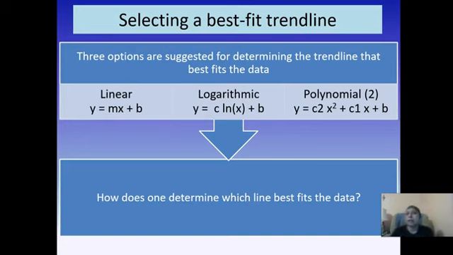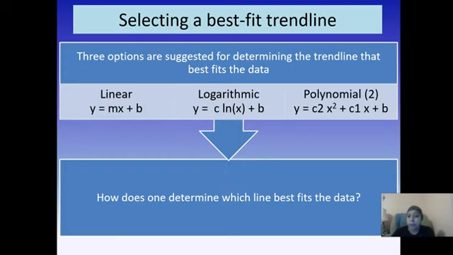In Excel, there are 3 options suggested for determining the trend line. You have your simple linear equation, which is obviously the simplest to solve at the end of the day. If you can get your samples to be in that linear range, that's great, because then the calculations are easy: mx plus b, simple. Or you can have a logarithmic or a second degree polynomial, which would require you to use the quadratic formula and be a little bit more complex.